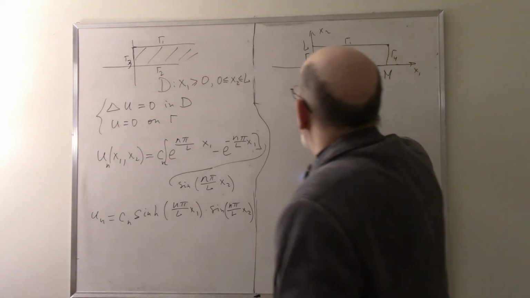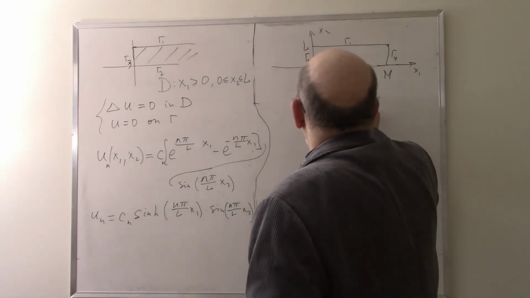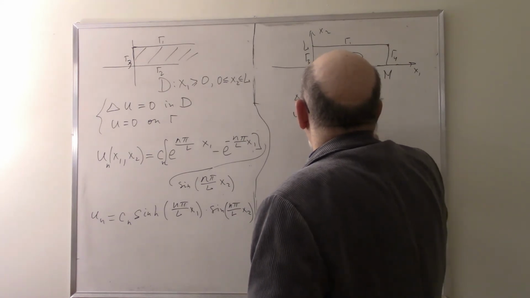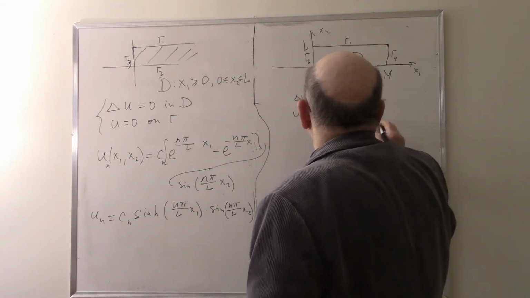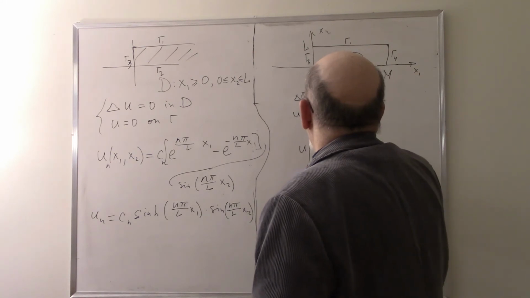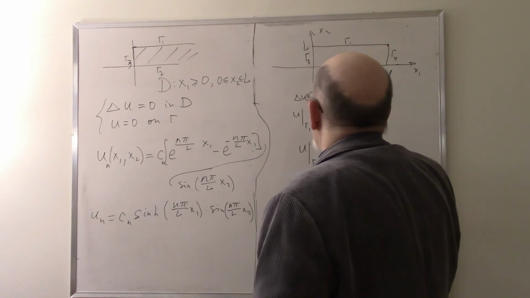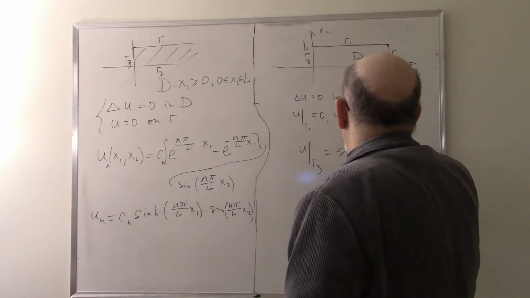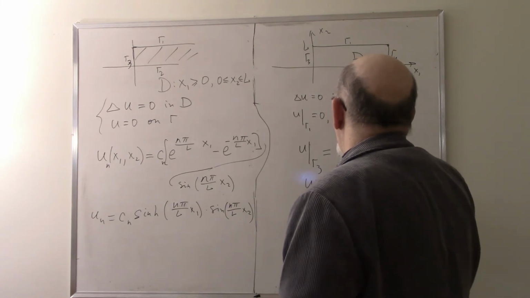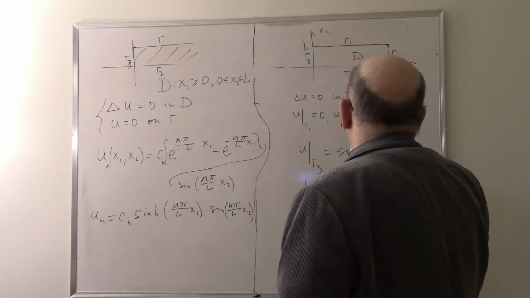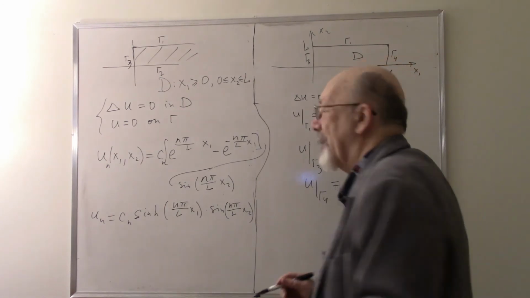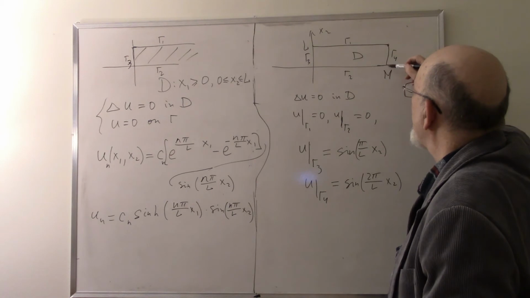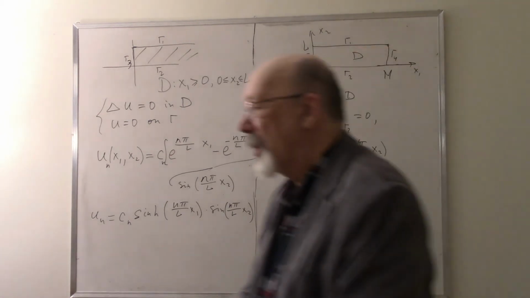And we consider a similar problem, Laplacian u equals 0 in D, u on gamma 1 equals 0, u on gamma 2 equals 0, u on gamma 3 equals sine of pi over L x2, u on gamma 4 equals sine 2 pi divided by L x2. Yeah? It is a little trickier. So here we have just one half wave, and here we have two half waves. And here it is 0. So how can you solve it?